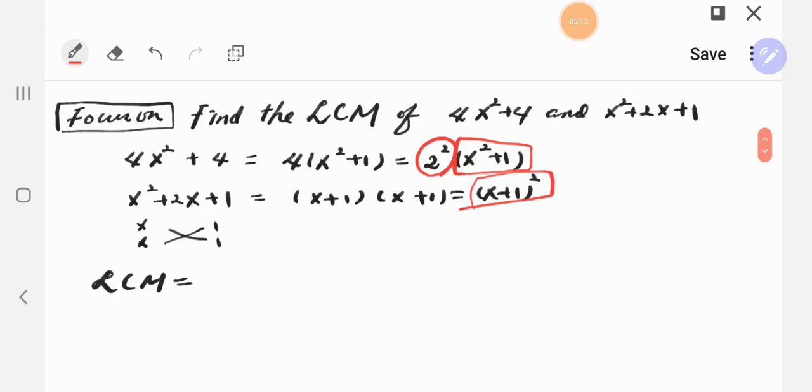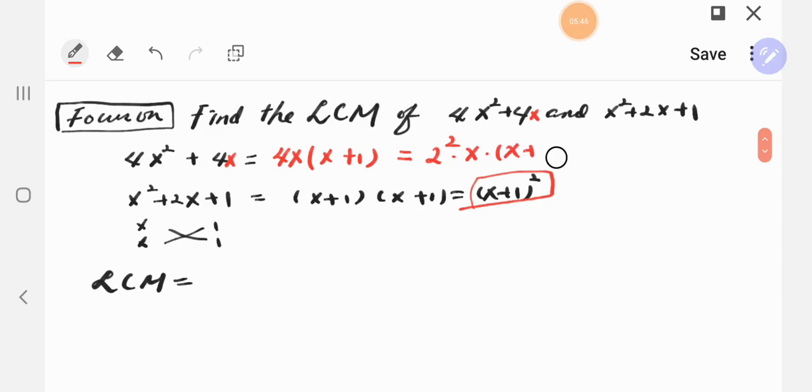Okay, I think I made a mistake on the numbers. I copied the wrong question. The first polynomial is 4x, so we can factor out 4x from here. We factor out 4x, leaving x plus 1. So this is equal to 2 squared times x times x plus 1.